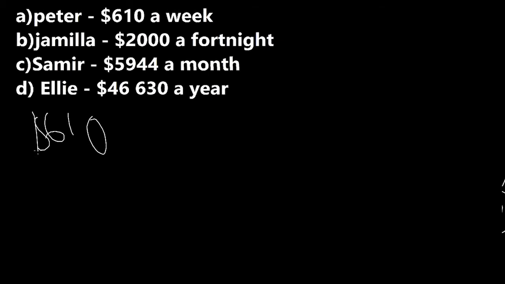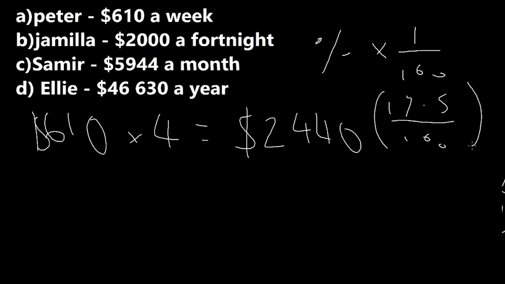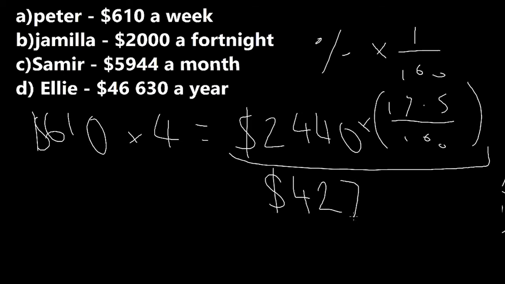Okay, so let's start off with Peter, who's on $610 every week. So to get his 4 weeks of pay, we simply times that by 4 to get $2,440. And if we want to get 17.5% of this, as we should know, percent is the same thing as timesing it by 1 on 100. So 17.5 divided by 100, that is the same thing as 17.5%. So if we times this by our 17.5% in our calculator, we should get $427. So that's the extra money that he gets on top for his holidays there.